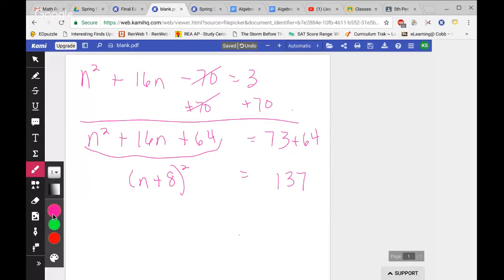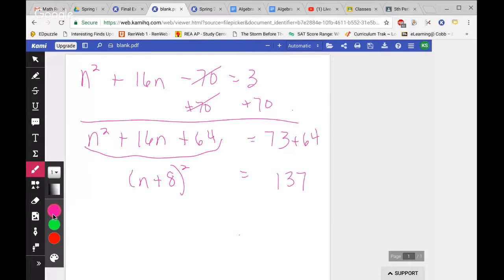This is where you would confirm that 137 is not a perfect square by typing that in your calculator. And I know that it's not. I also know that it's virtually divisible by very little. It's not divisible by 2, 3, 4, 5, or 6. It's not divisible by 7 either.